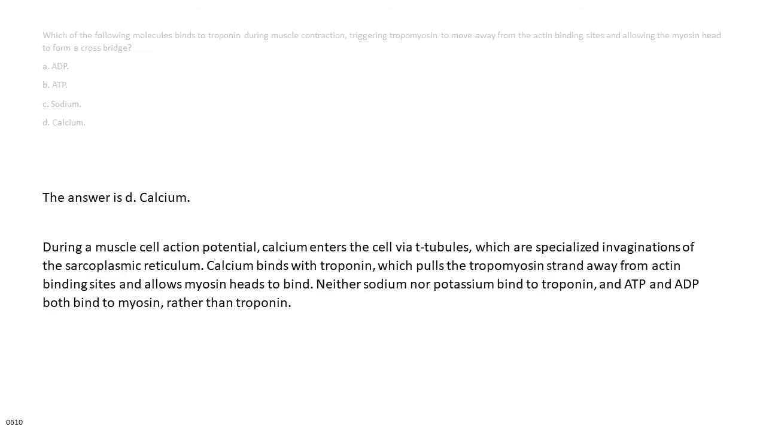The answer is D. Calcium. During a muscle cell action potential, calcium enters the cell via T-tubules, which are specialized invaginations of the sarcoplasmic reticulum. Calcium binds with troponin, which pulls the tropomyosin strand away from actin binding sites and allows myosin heads to bind. Neither sodium nor potassium bind to troponin, and ATP and ADP both bind to myosin, rather than troponin.